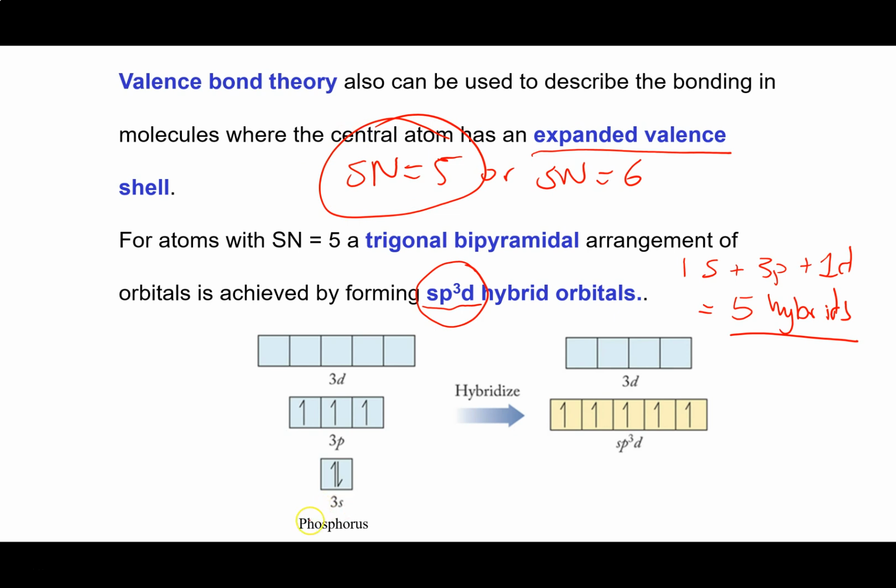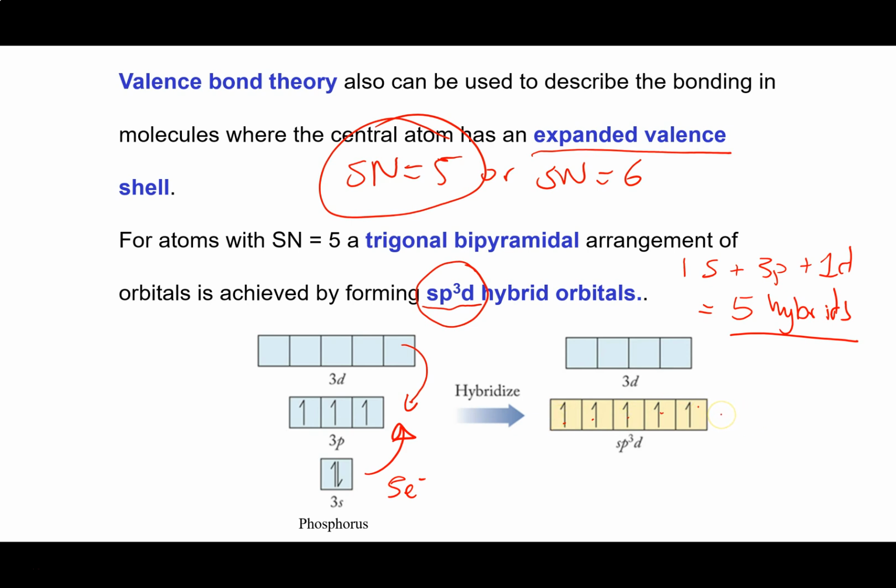So how do we make that? Well, we are not going to see this until we get to the third row or higher of the periodic table. A good example of an element in period 3 is phosphorus. It has electron configuration 3s2, 3p3 for its valence shell, but the 3d is actually empty. That doesn't matter, we're just going to steal an empty orbital from there. So when we sp3d hybridize, we steal one of these and mix it in with those. And so we end up with a set of 5, because we've got 1s, 3p and 1d, 5 sp3d hybrids. And we had 5 valence electrons to begin with. So 1, 2, 3, 4, 5.